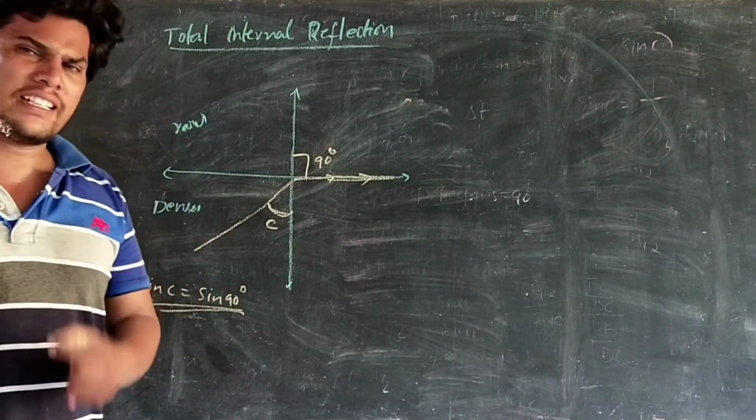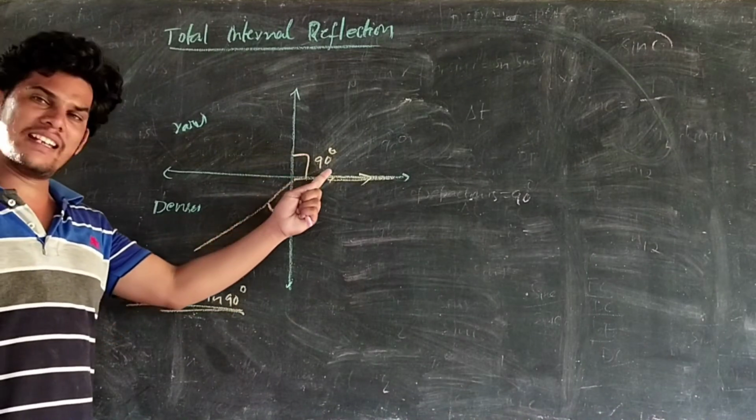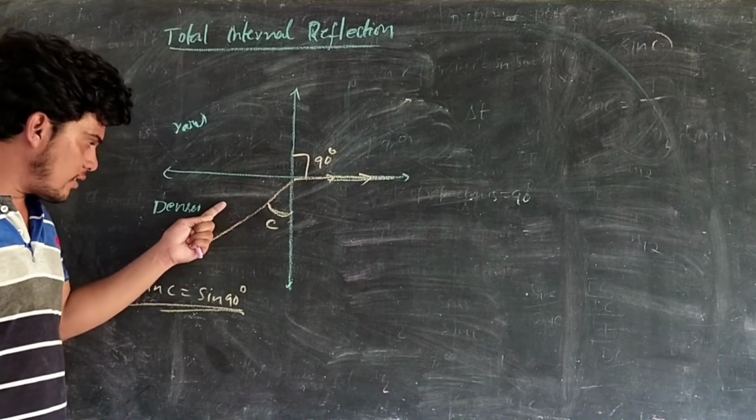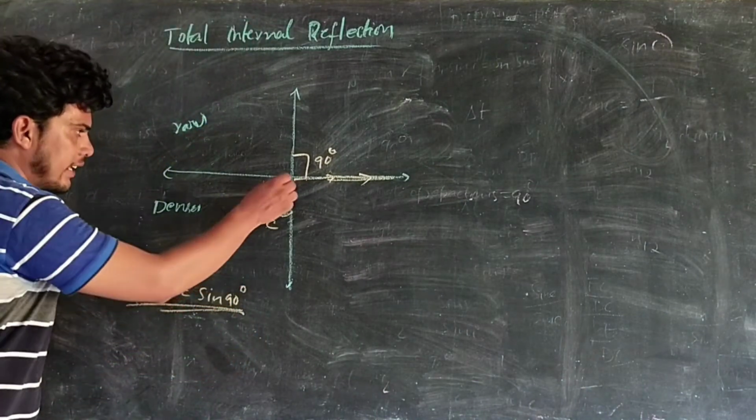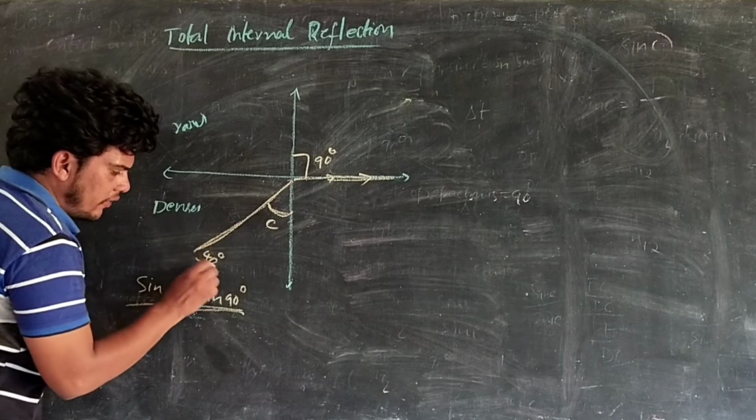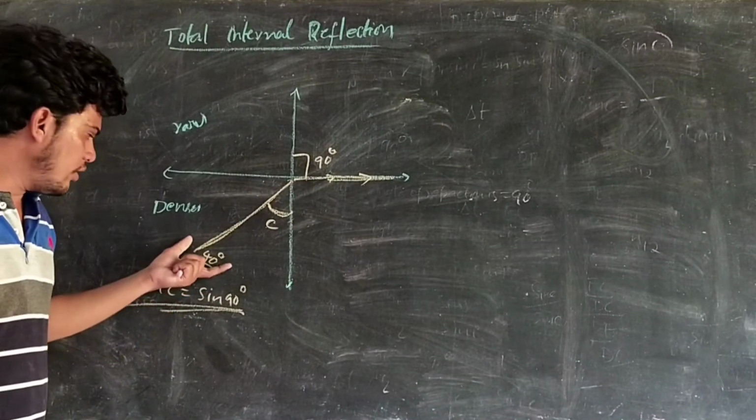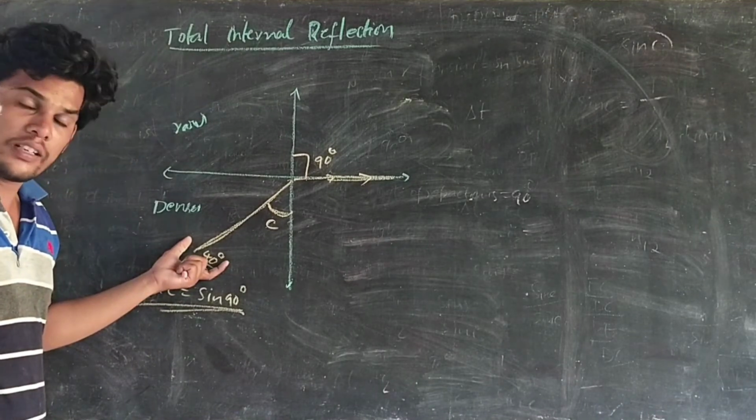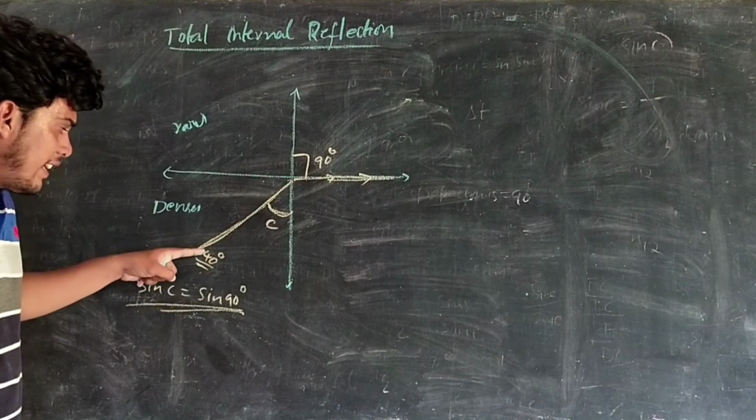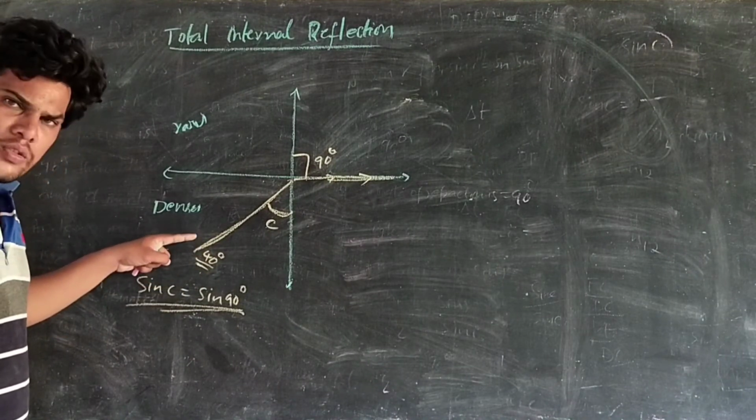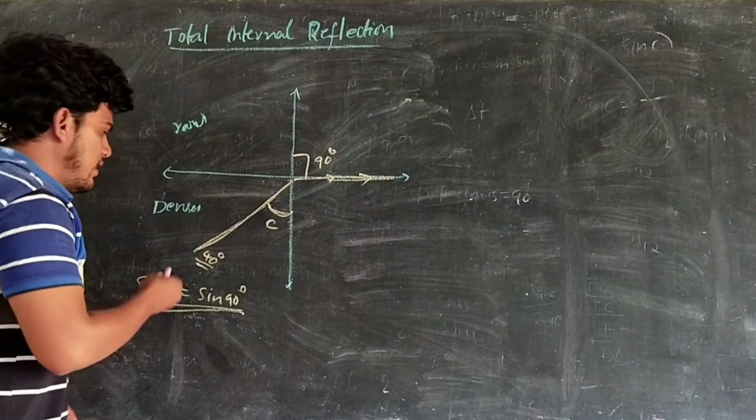Now, a question here. This is the critical angle and the angle of refraction is 90 degrees. If we increase the angle more than the critical angle, what is the behavior of the light? For example, just imagine, take an example value, 40 degrees is the critical angle. Then what will happen if we increase it more than 40? Means 42, 43, 44.